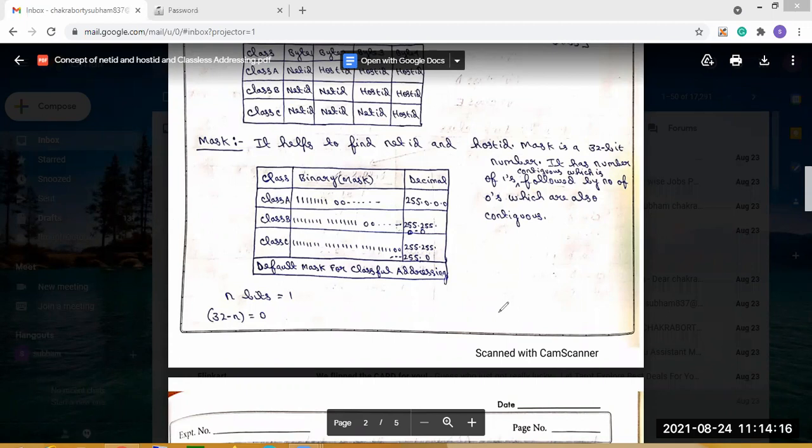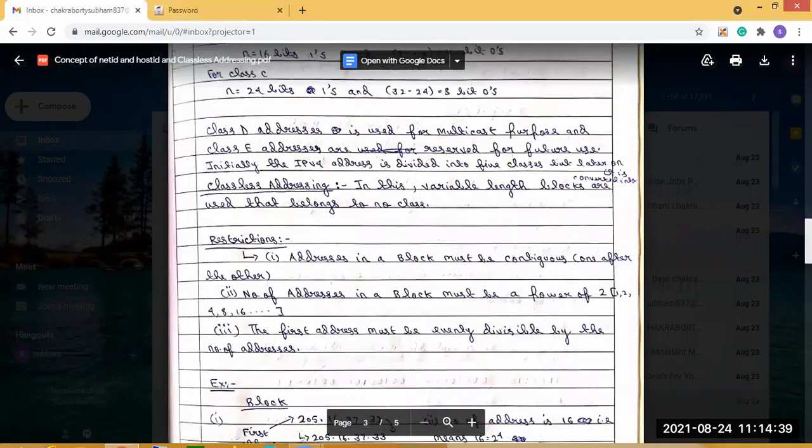In classless addressing, variable length blocks are used. Variable length means the lengths are not fixed. The variable length blocks belong to no class. That means the class concept has gone, so there is no class A, class B, class C, or class D. No such concepts are there.